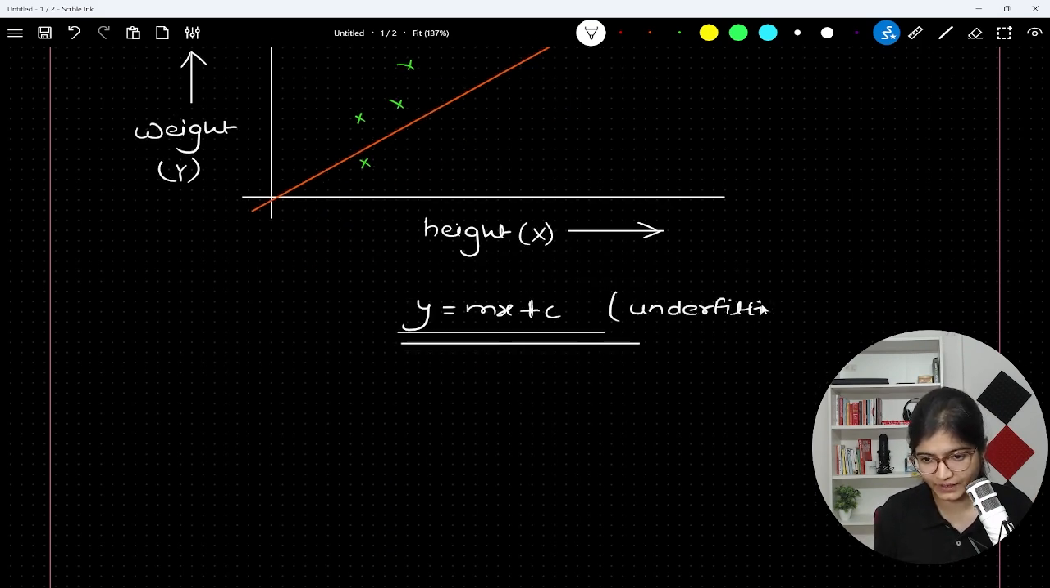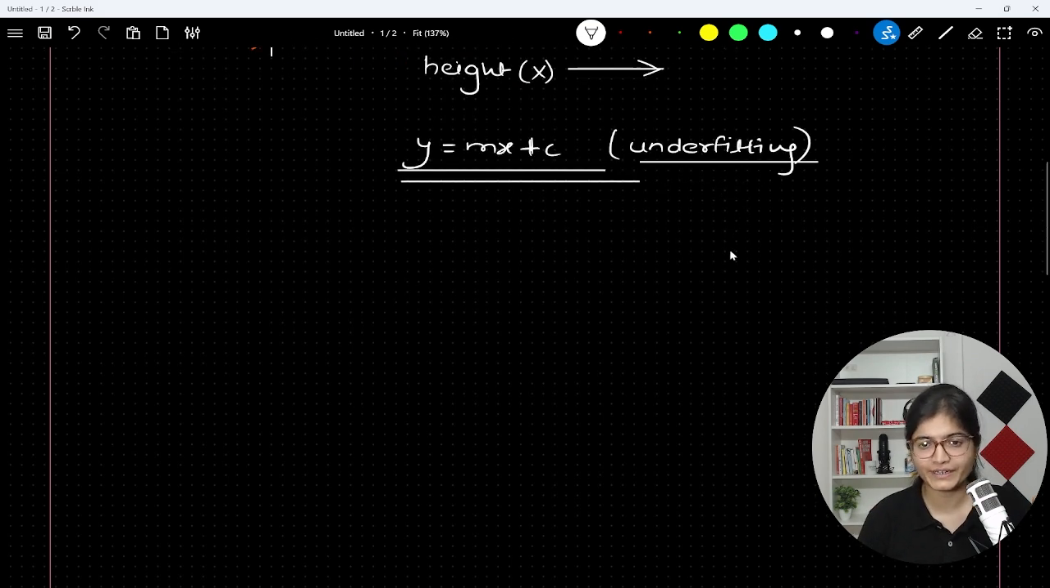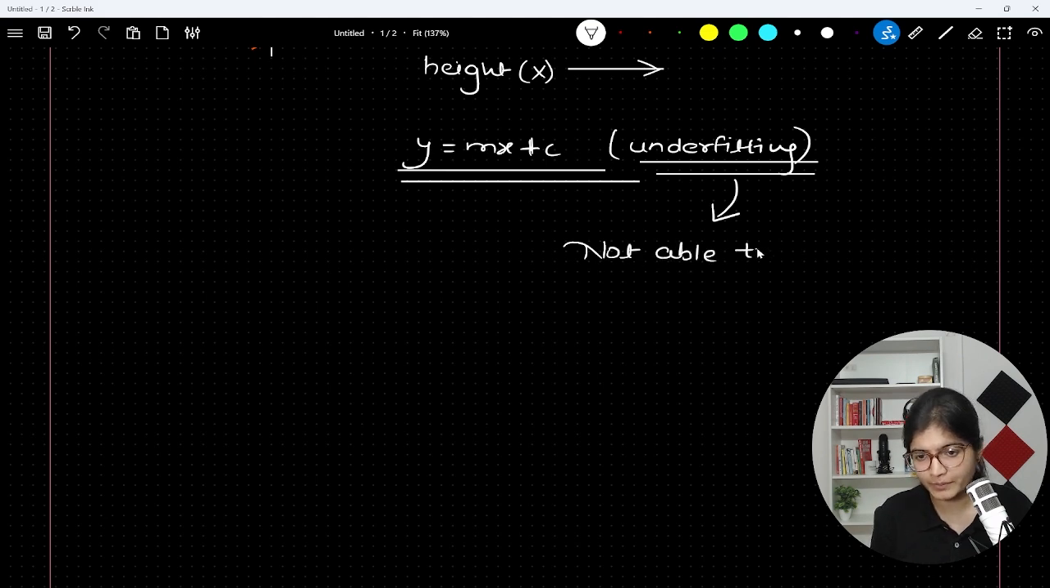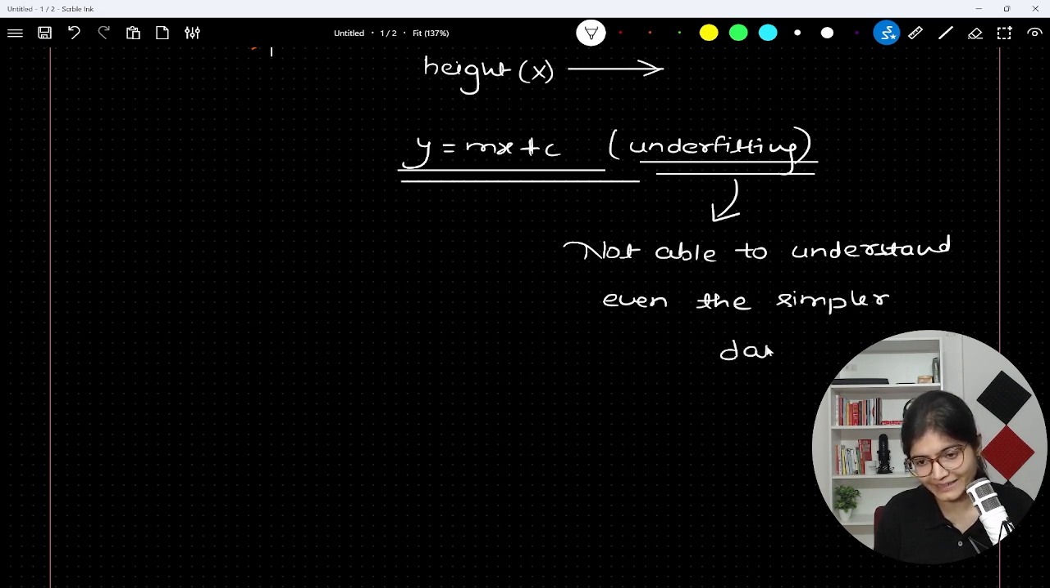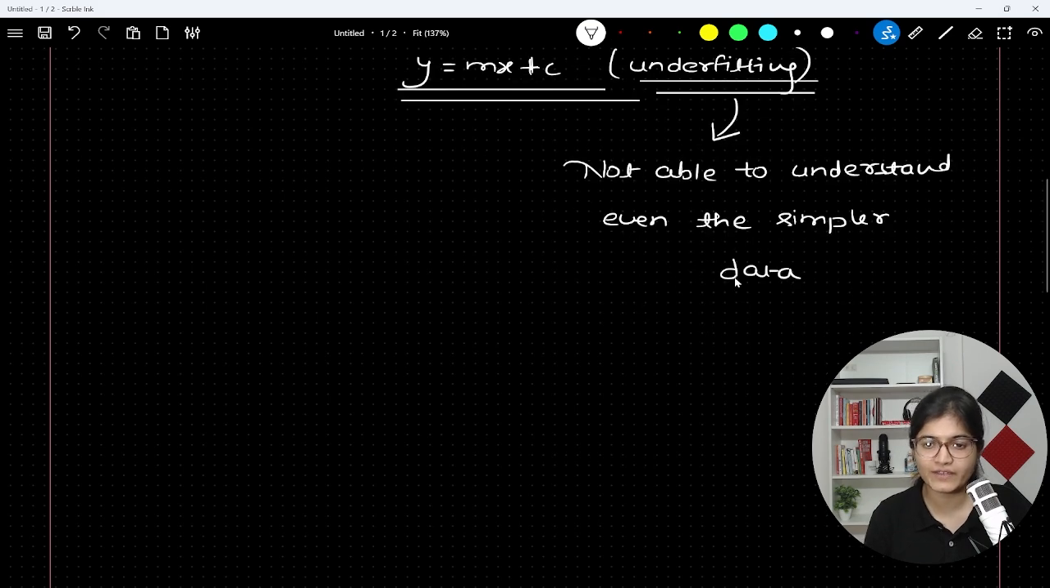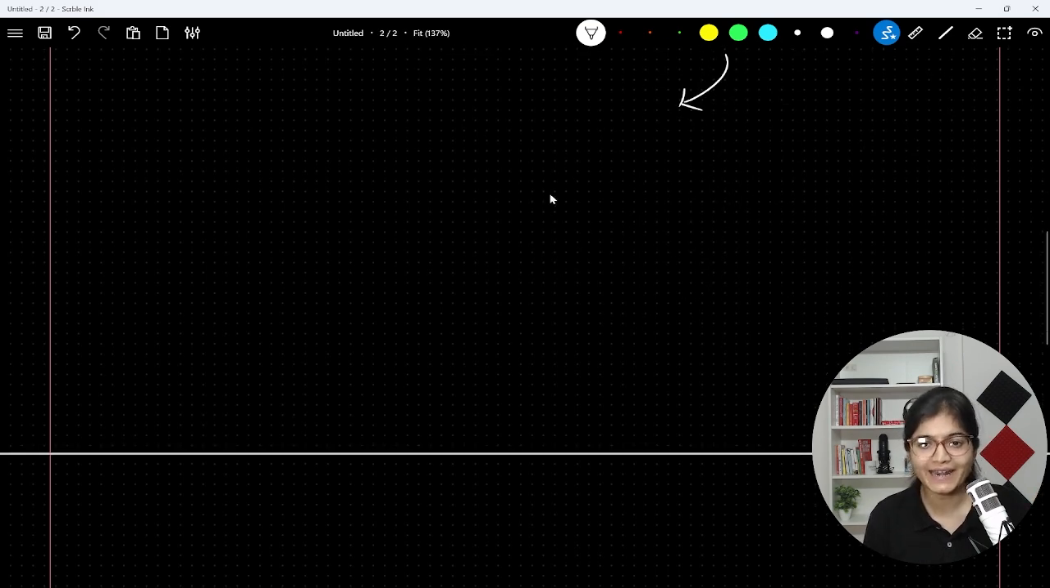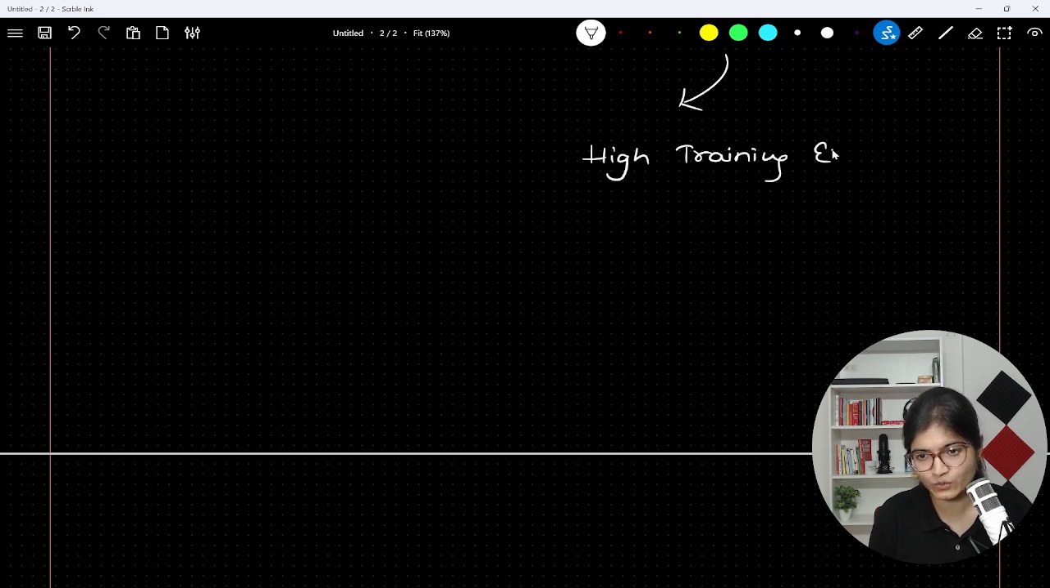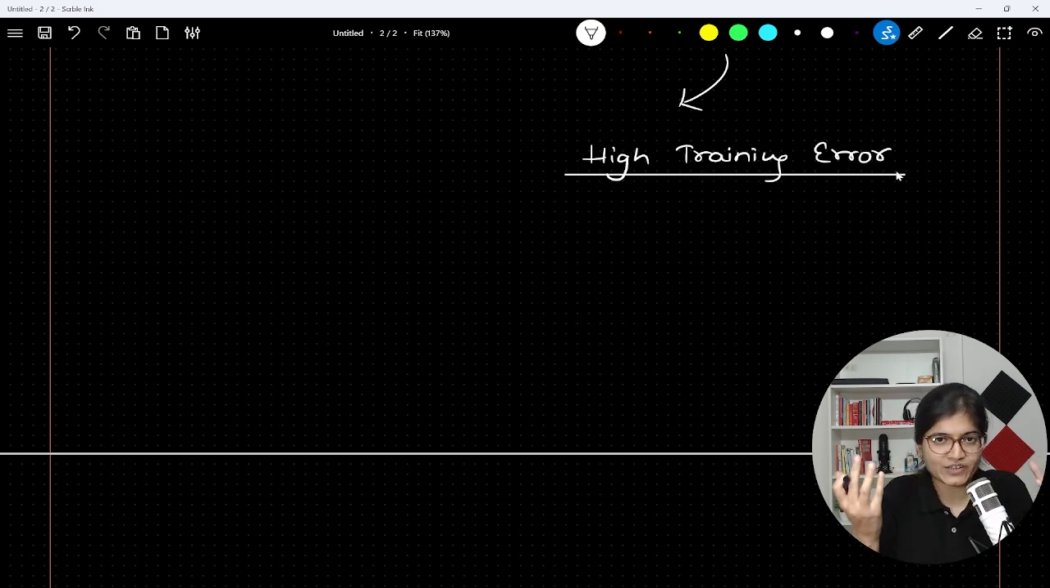Another term is underfitting. So what is the simple meaning of underfitting? Your model is not able to understand even the simpler data. And that's the reason your model is giving a very high training error. At the time of training itself, the error is very high. And obviously, if your training error is very high, then your testing error will also be very high. It makes sense, right?